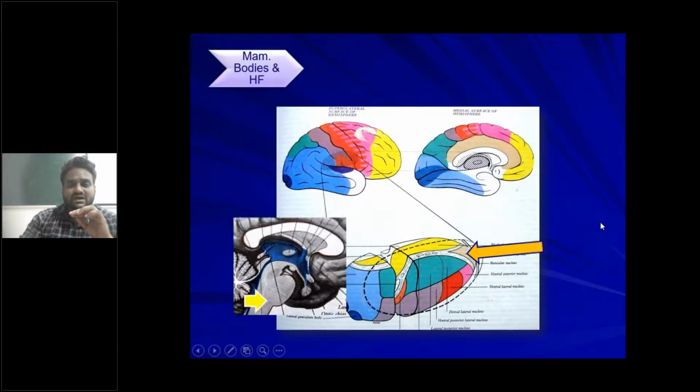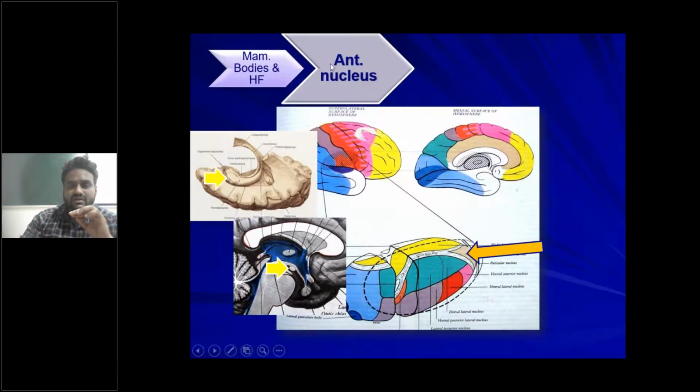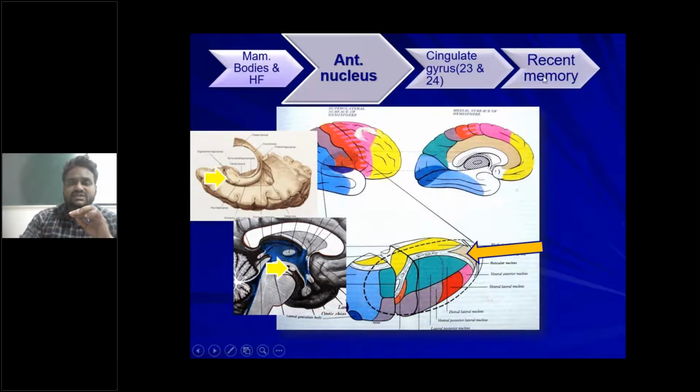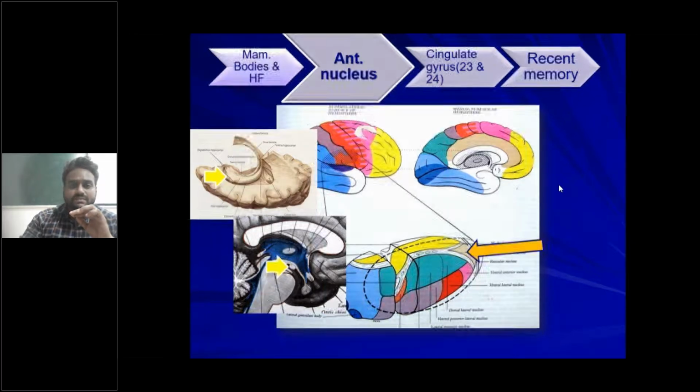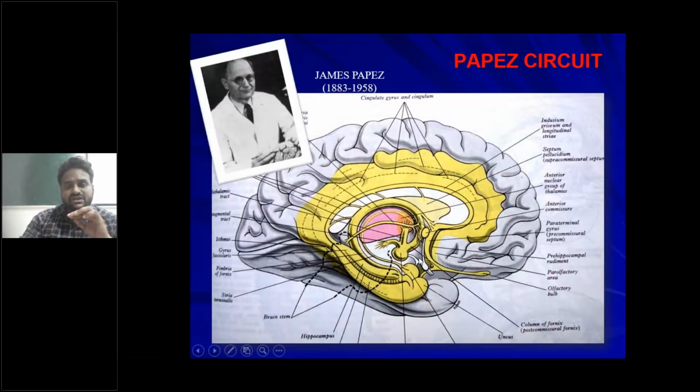The first nucleus is the anterior nucleus. Connections of the anterior nucleus: input fibers from the mammillary body, hippocampal formation. Output fibers to the cingulate gyrus on the medial surface of the cerebral hemisphere. Function concerned with memory. This is concerned with long-term permanent memory. So all these parts are connected with one circuit. That circuit is called the Papez circuit. So the anterior nucleus is part of the Papez circuit. The Papez circuit is also part of the limbic system.